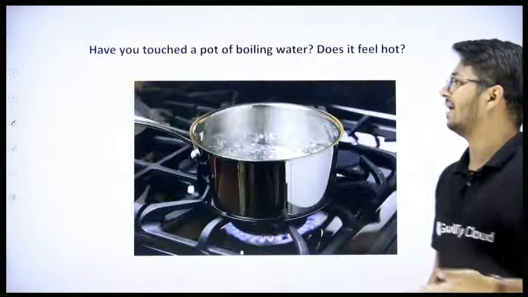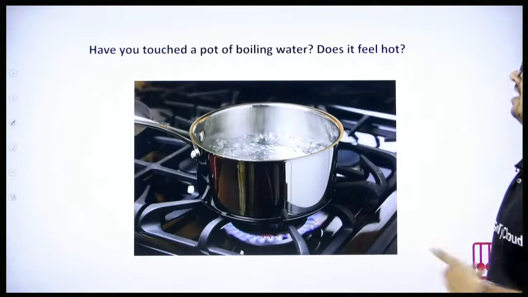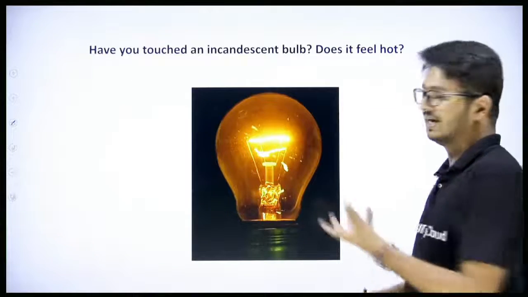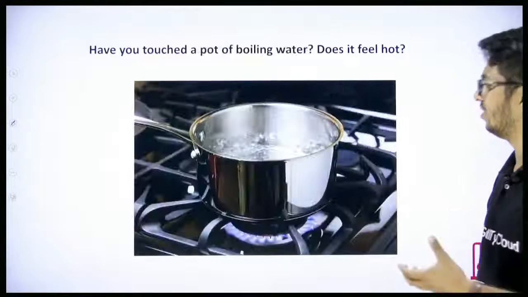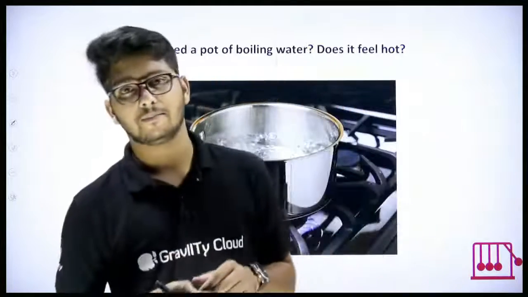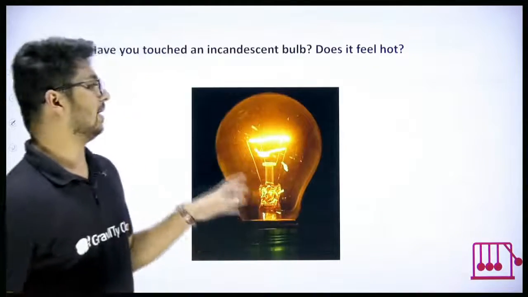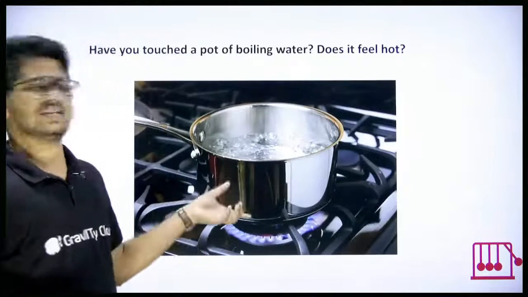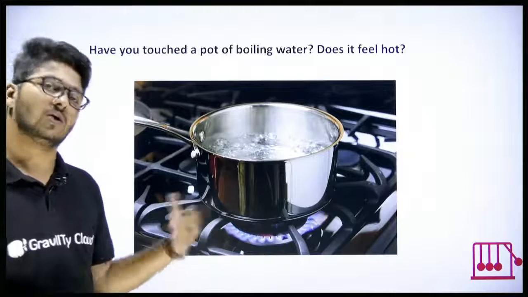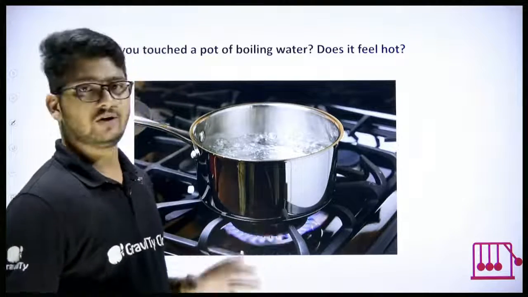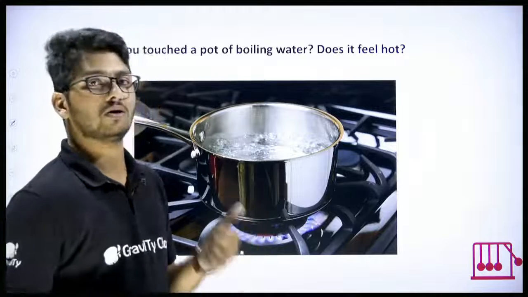Okay. Then I'll go into this. Have you touched a pot of boiling water? So here you have an incandescent bulb. Then here you have a pot of boiling water. So when you touch the bulb, you will feel hot. You will feel that the bulb is hot. When you touch the boiling water, then also you will say that the boiling water is hot. By touching, you can tell whether an object is hot or not.